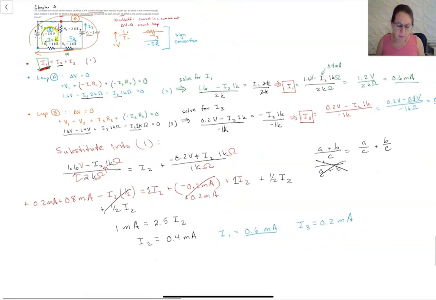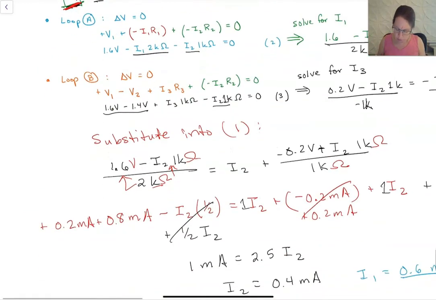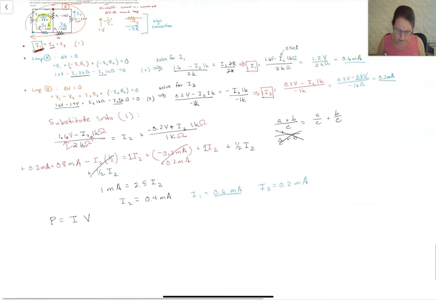And then if I want the power, the power is going to be the current coming out of the battery times the battery voltage. So for battery 1, that's V1 and I2. So this is where our labels aren't great. V1 and I2. So that would be 0.4 milliamps, and voltage 1 is 1.6 volts. And so that gives me 0.64 milliwatts.